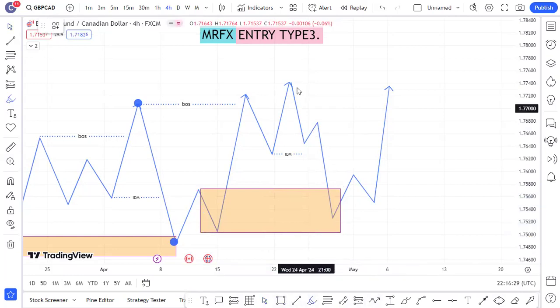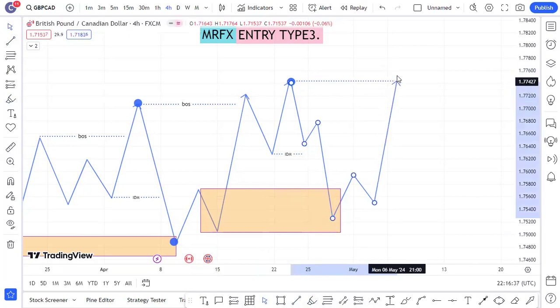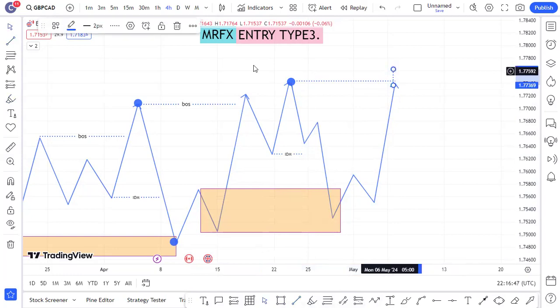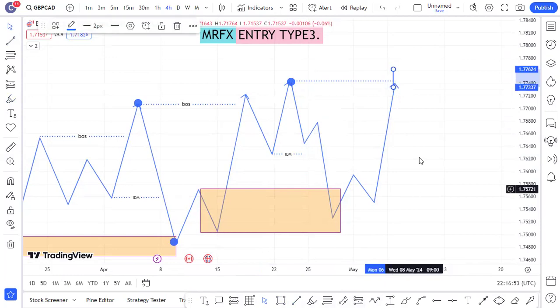So you see, when this inducement is taken out and we have a structure whereby the market is supposed to break this high, but it fails. It does not close above, because we know that for a break of structure, we need to see the market closing the body above. But if you see the market just sweeping the high with the candle here and closing below.